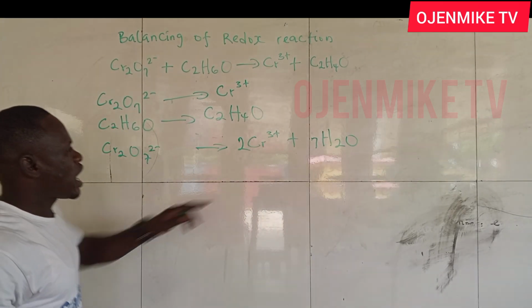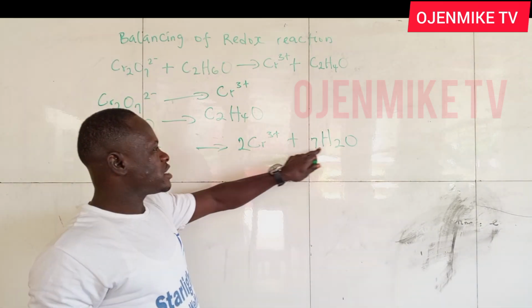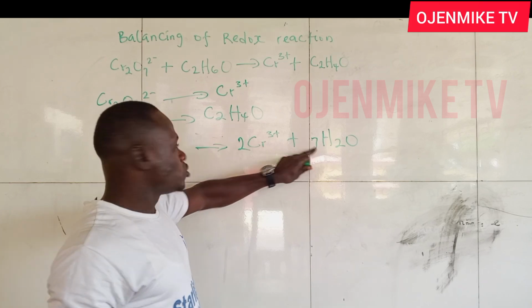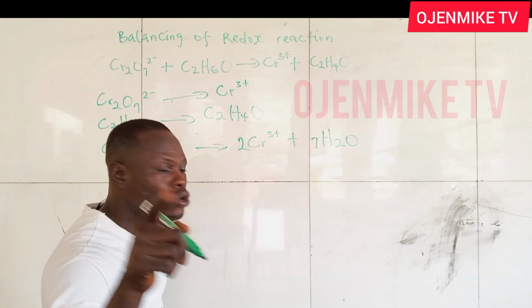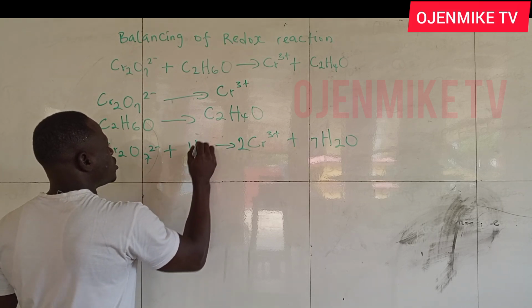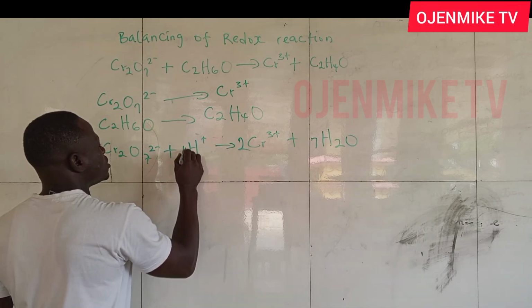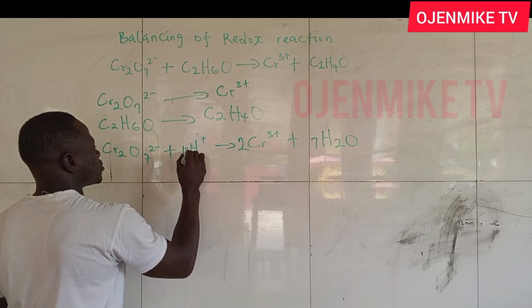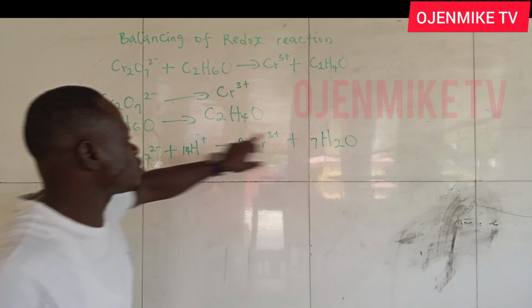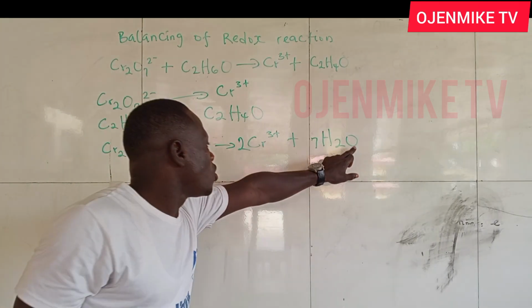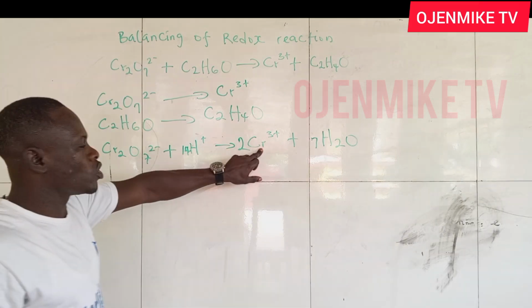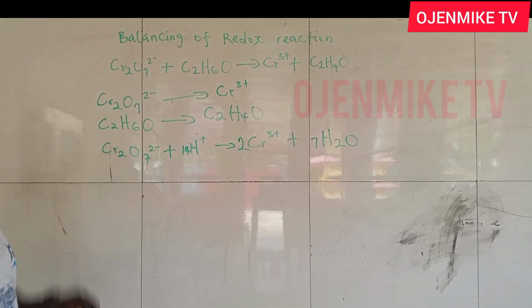Now go to hydrogen. We have 2 times 7 will give us 14. That is 14 molecules of hydrogen. Here we don't have hydrogen. Therefore, we need to introduce hydrogen. Plus H+, you have 14. So 14 hydrogen atoms, 14 hydrogen atoms. Oxygen is 7, oxygen here is 7. Chromium here is 2, chromium here is 2. So it's balanced. We now go to the second one.